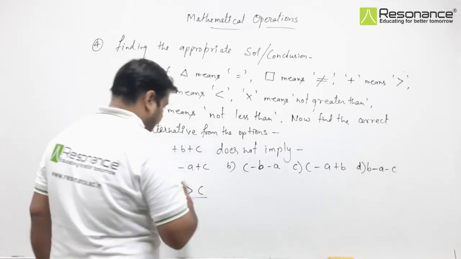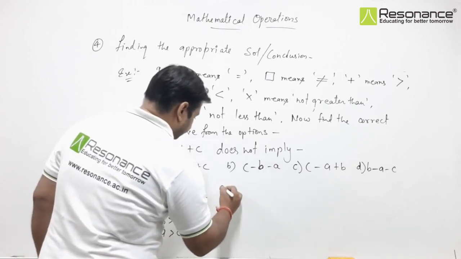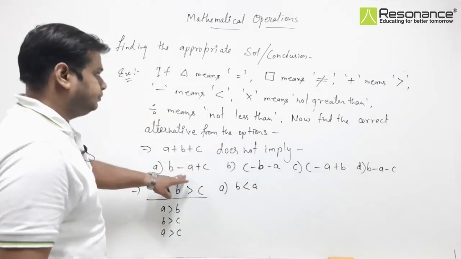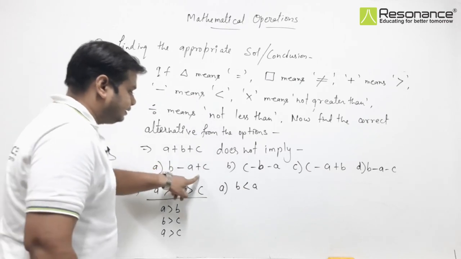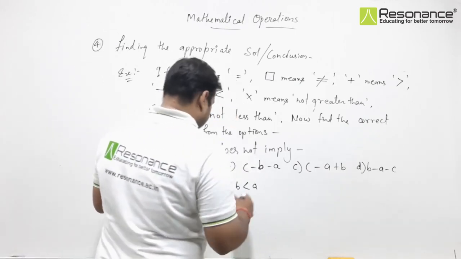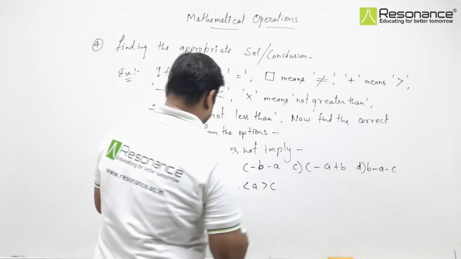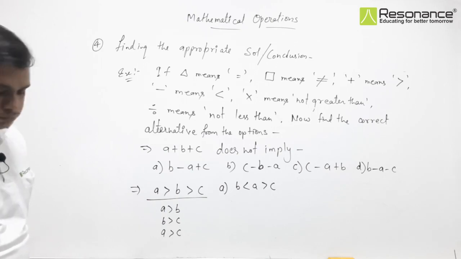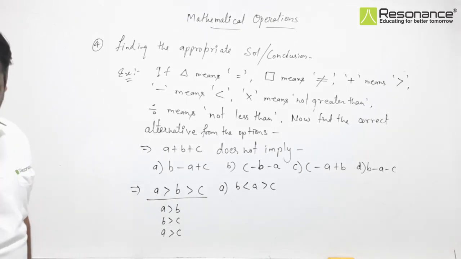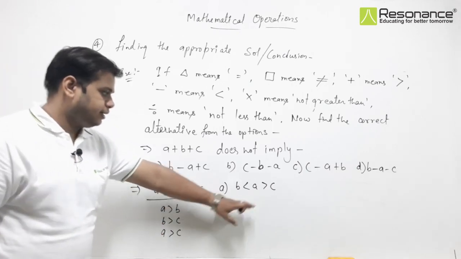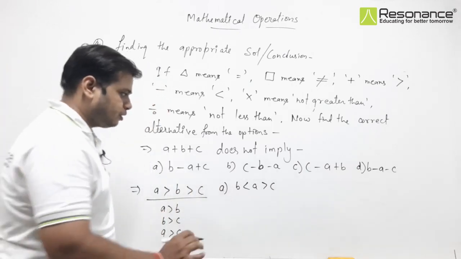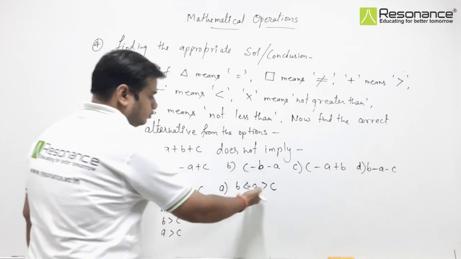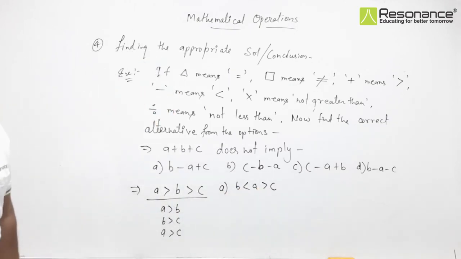Now, let us solve the first option. The first option says B minus A. Minus means less than, so B is less than A, and plus means A is greater than C. So this is the first option. A is greater than B and A is greater than C, both the conditions are showing here.